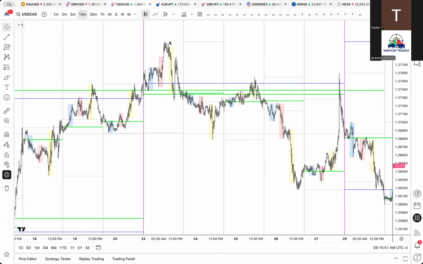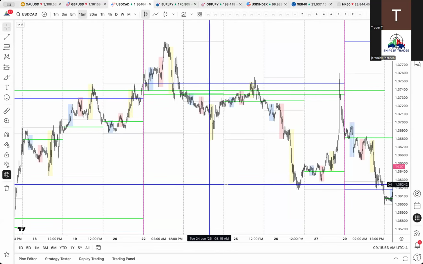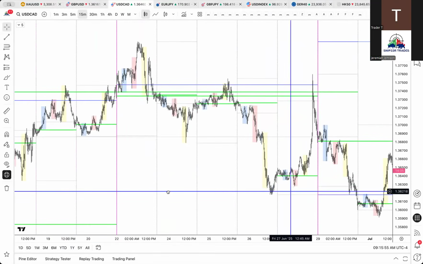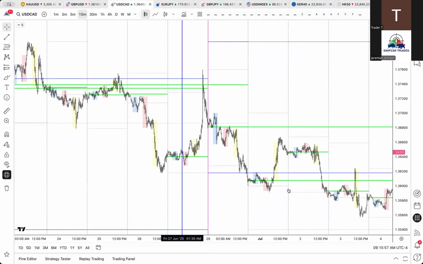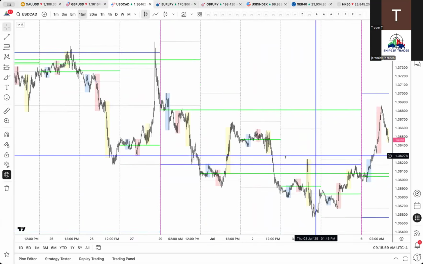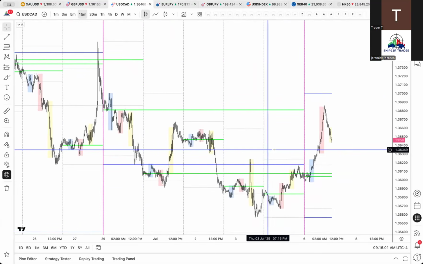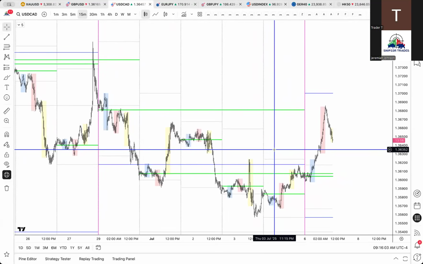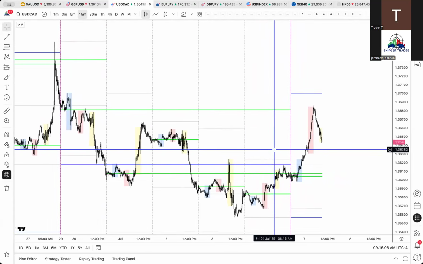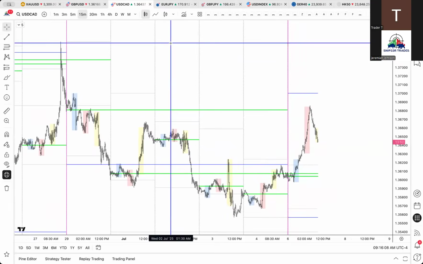So I get a lot of questions about entries. And a lot of traders may actually be underwhelmed by the answer. And the answer is the actual setup, the pattern. That is your entry into the market.